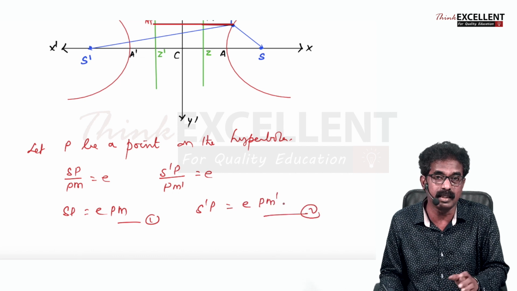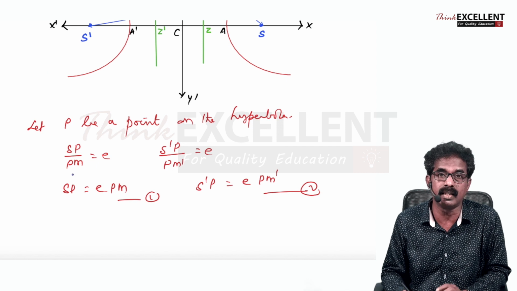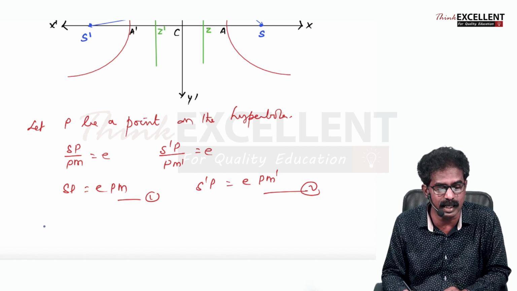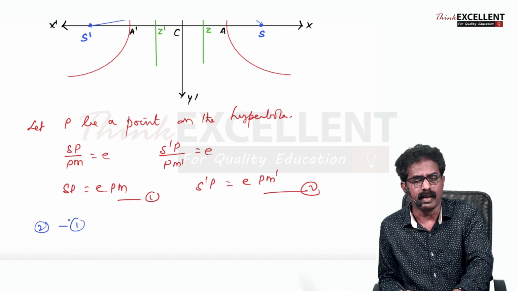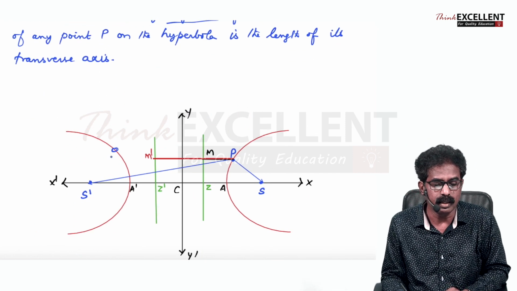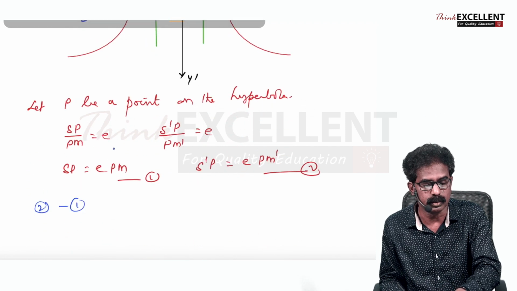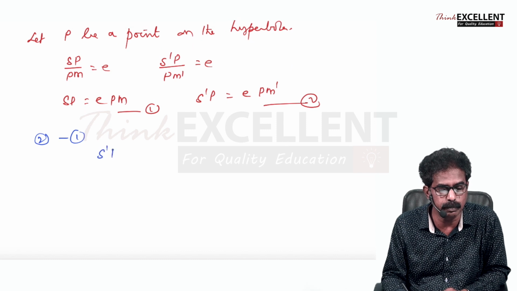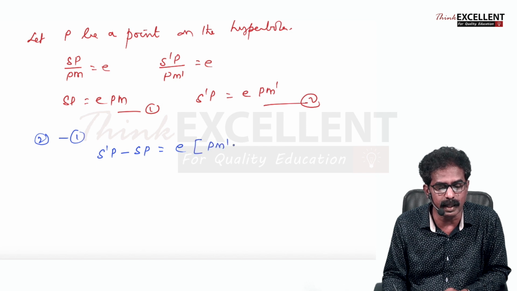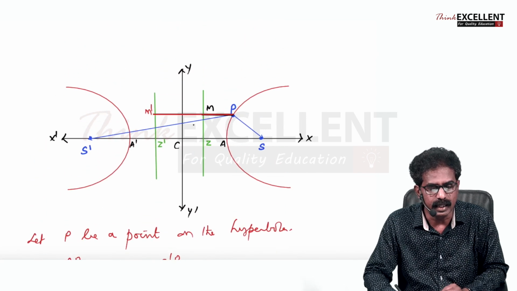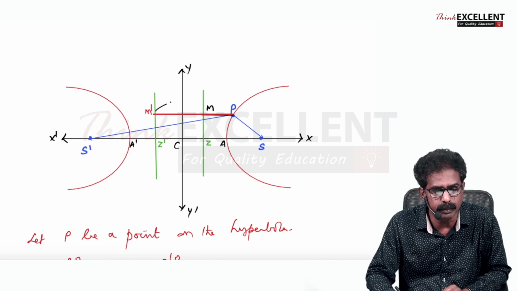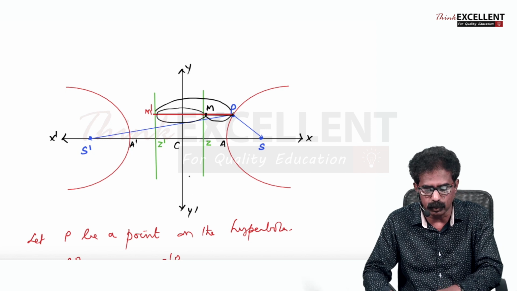In the ellipse it is addition only, so you just add, but here you have to find the difference. In the diagram you can see the greater one is S dash P. It depends on where you take P. Suppose if you take P here, then SP will be greater, so it depends on the position. You subtract them, so what you get? S dash P minus SP is equal to E into PM dash minus PM. See the diagram: PM dash means the full length, and from this you remove this part, so you will get MM dash.